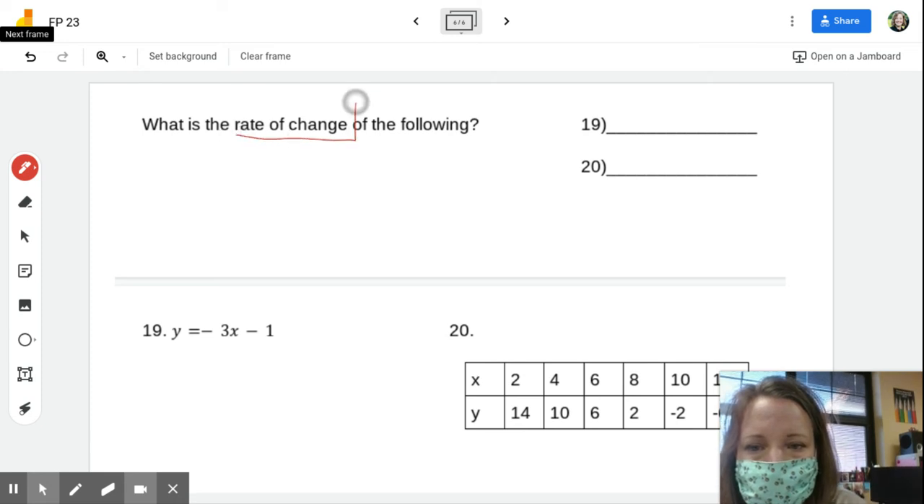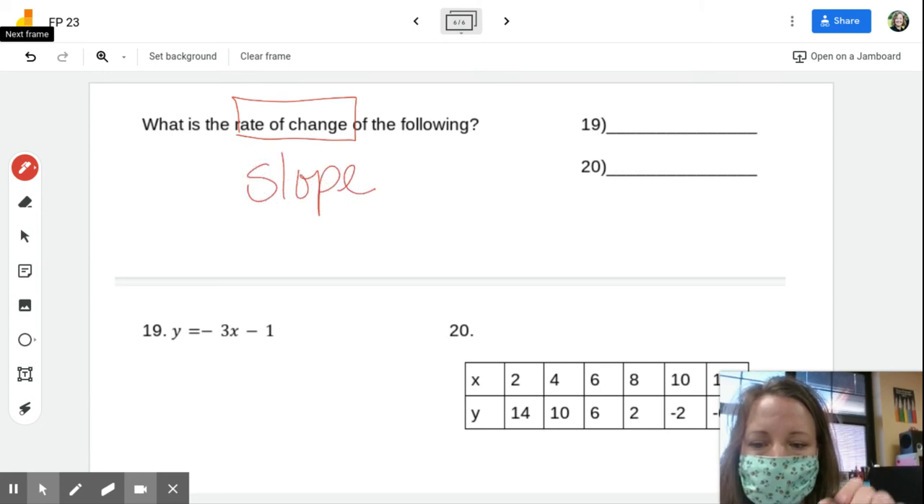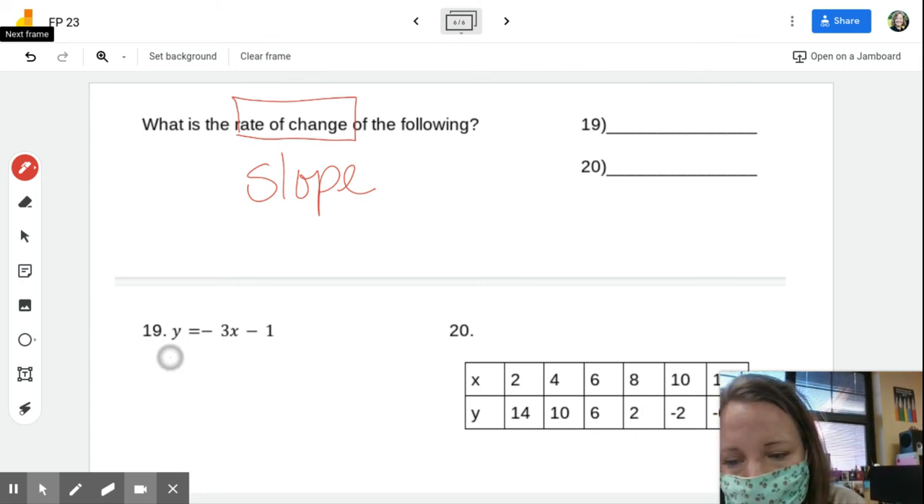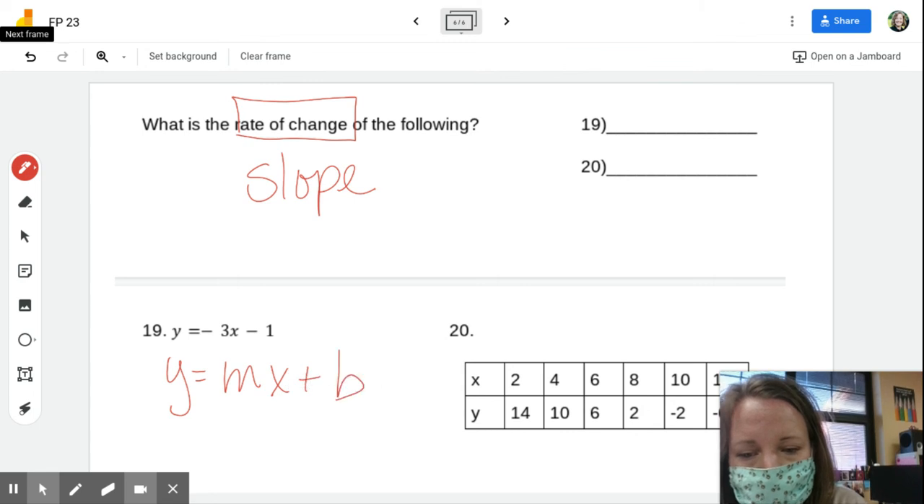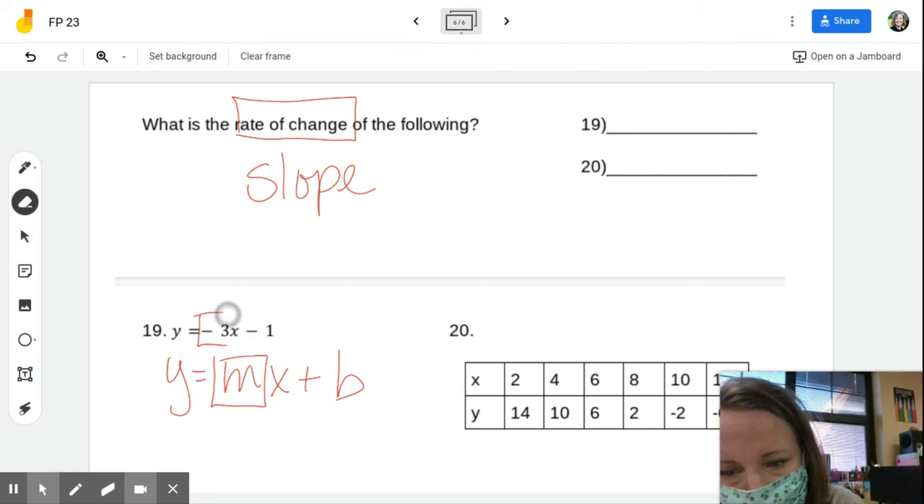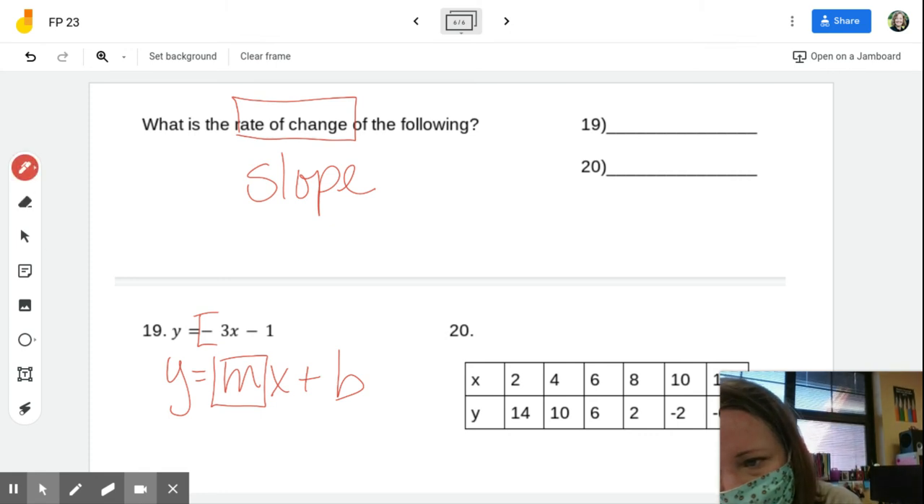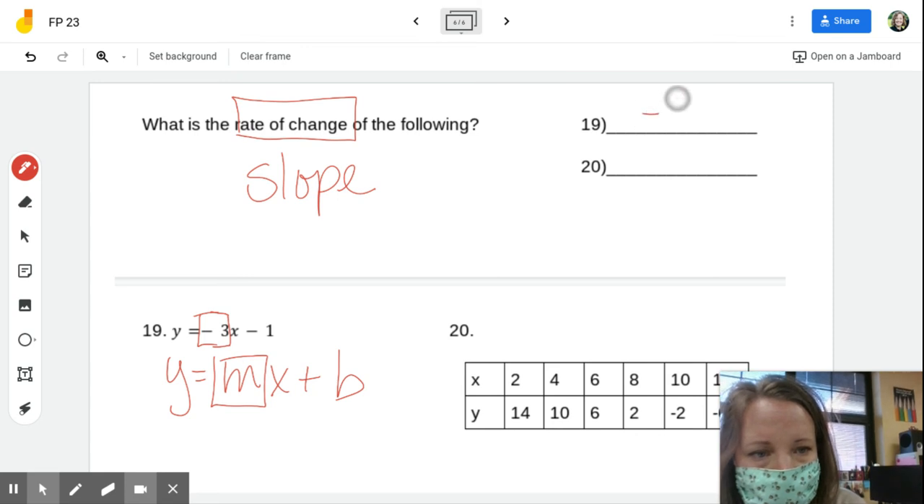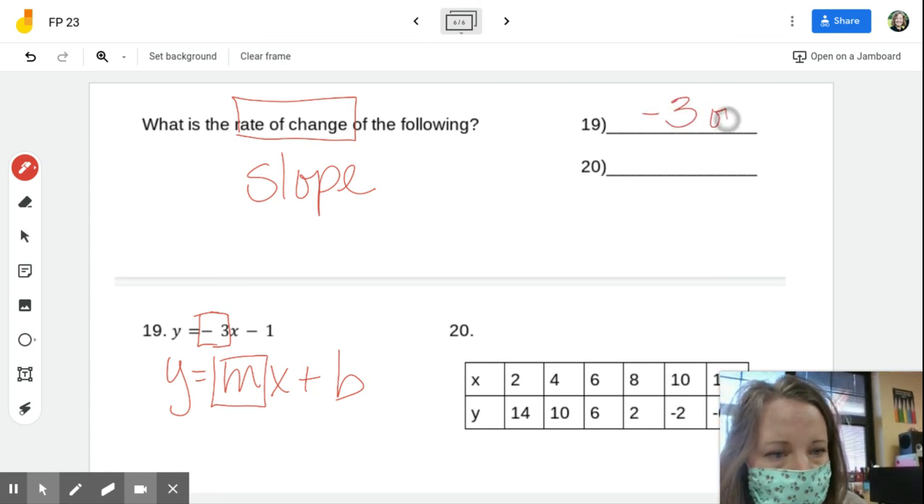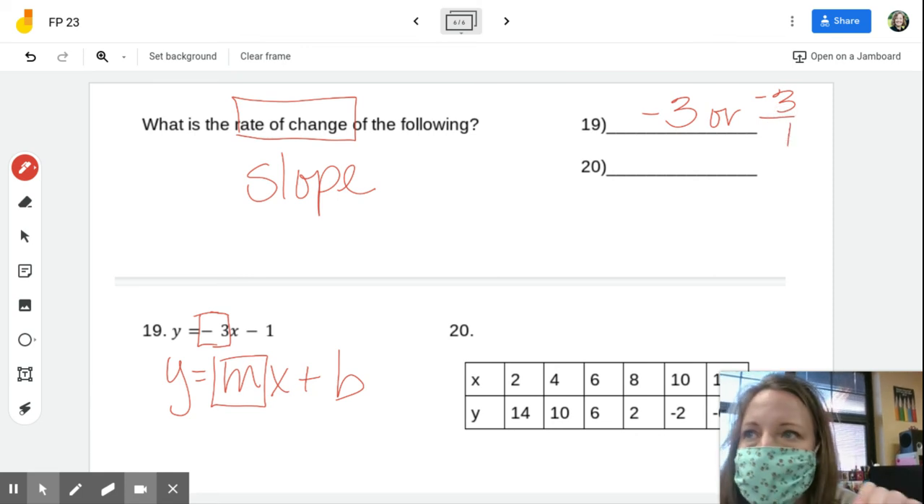What is the rate of change of the following? And rate of change is code for slope. So what is the slope? Well, this one is pretty easy to find. y equals mx plus b, and we're looking for the m. That's just the negative 3. So for number 19, negative 3, or negative 3 over 1.